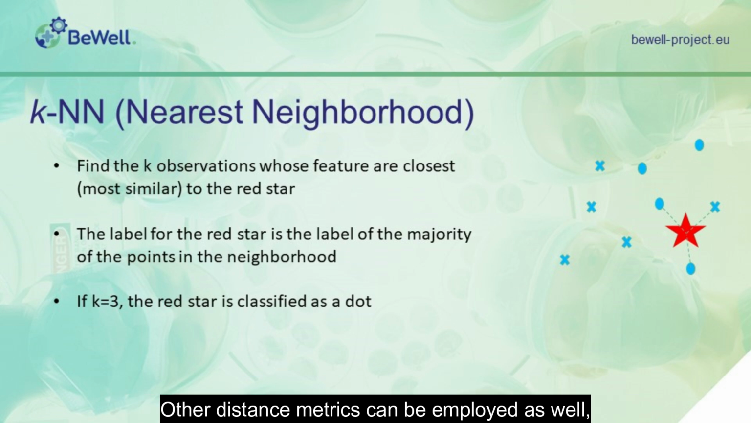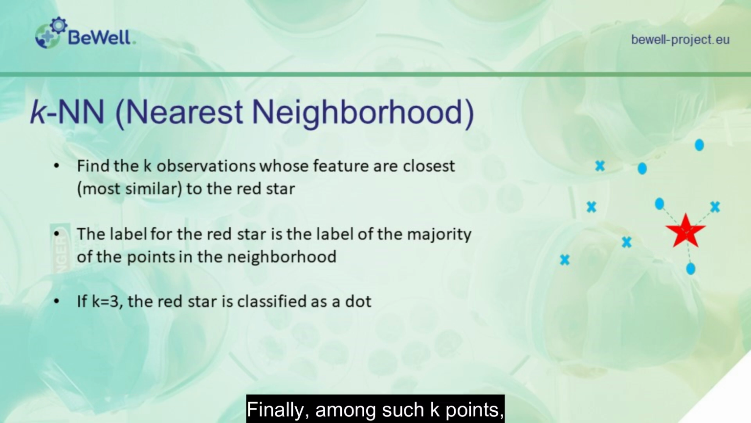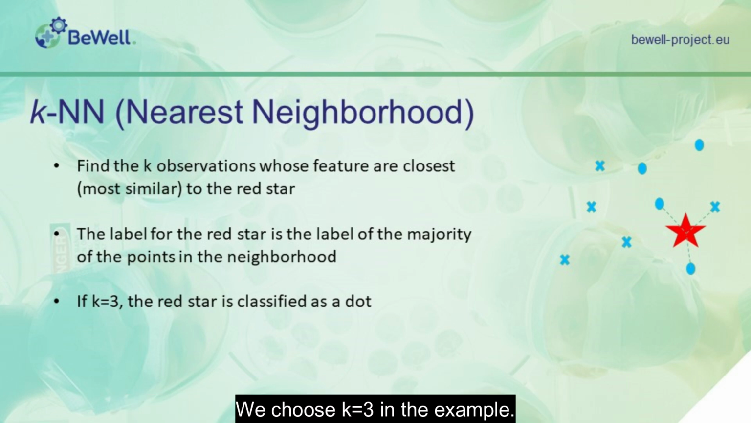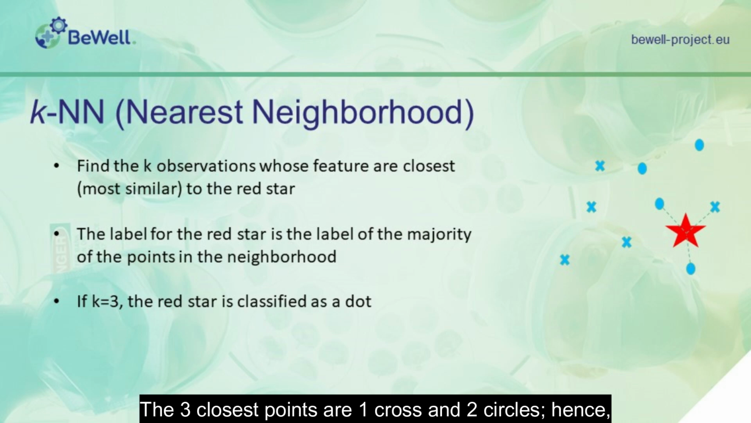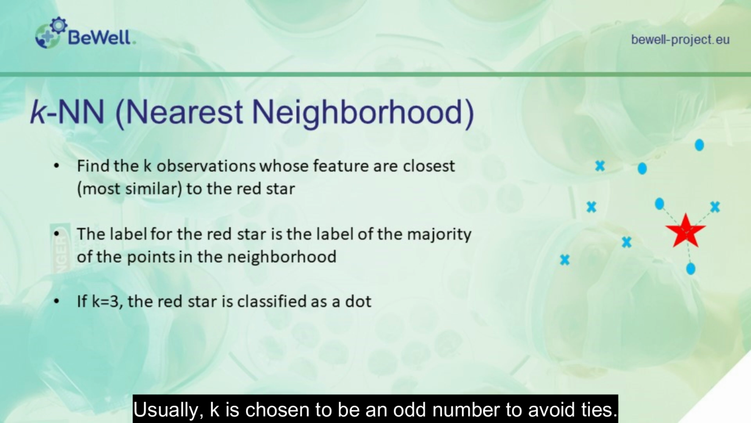Other distance metrics can be employed as well, but we want to keep it as simple as possible for the moment. Finally, among such k points we find the most frequent label and assign it to the red star. We choose k equals 3 in the example. The 3 closest points are 1 cross and 2 circles, hence the predicted label is a circle. Usually k is chosen to be an odd number to avoid ties.